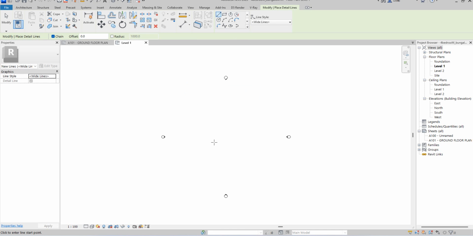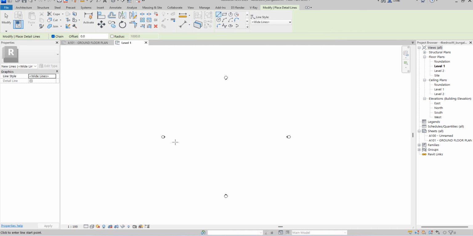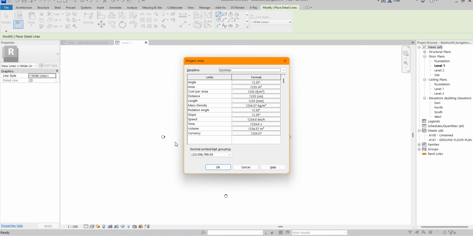If you have a survey plan that is in inches, all you need to do is press VG on your system, besides visibility graphics. Then you type UN, which is the universal unit, or something like that, and project units will pop up for you, and you'll be able to change whatever you want to do, depending on the unit you want.